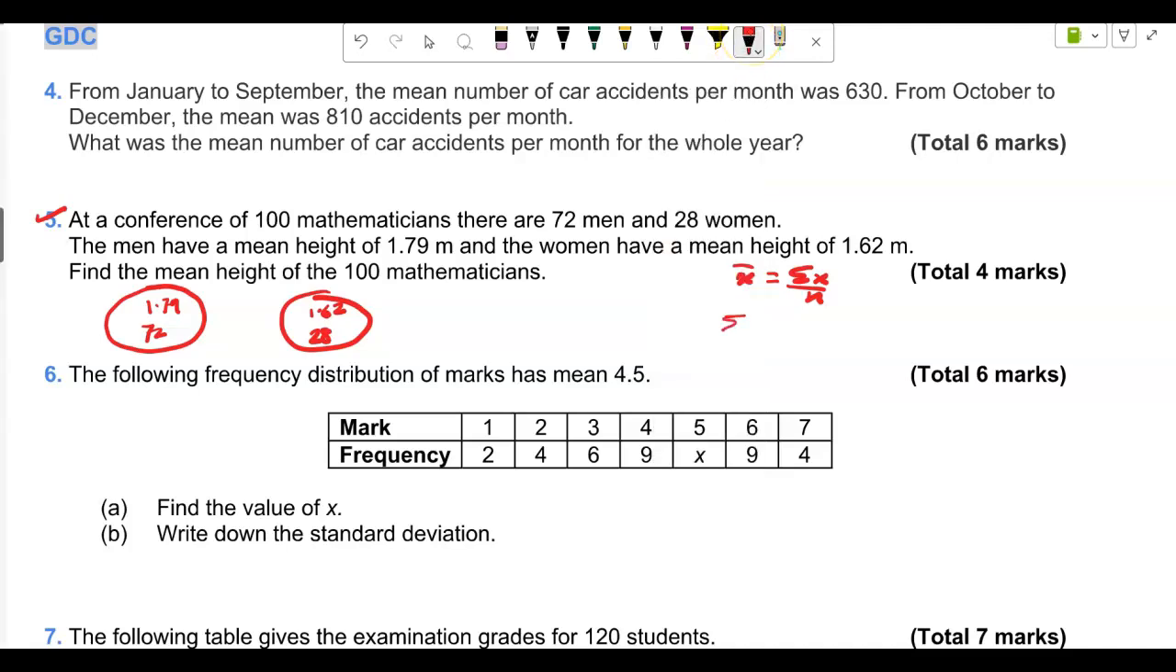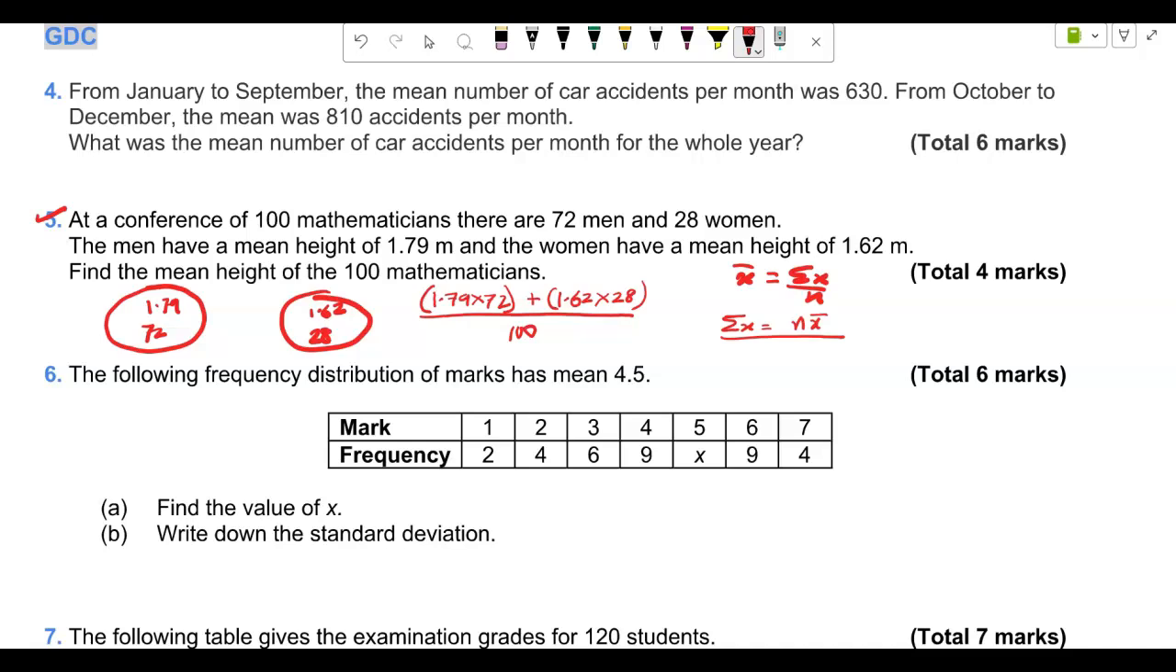Sum of all the heights. So sigma x, the sum, would be n into x bar, when you cross multiply. So if the mean is 1.79, when you multiply that by 72, you'll get the sum of the heights. Now you have 1.62 as the mean for women, and there are 28 women, so you'll get the sum of all the heights of the women. When you add this, you'll get the height of all the 100 individuals. You divide this by 100. So that's the logic.